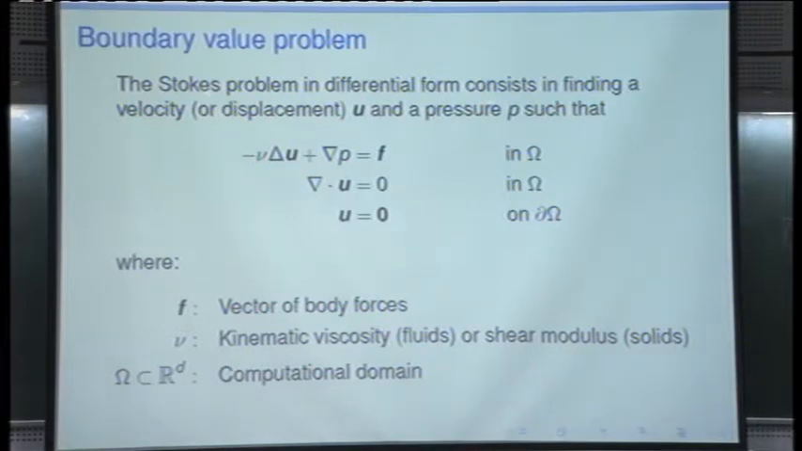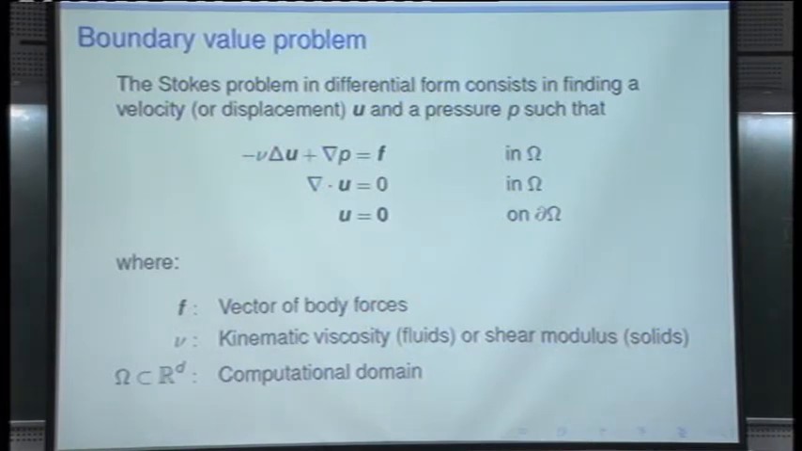So the Stokes problem is this boundary value problem. We want to find the velocity, in fluid mechanics a velocity, in solid mechanics a displacement, and a pressure such that these equations hold with the simplest boundary condition, u equal to 0 on the boundary. So minus mu Laplacian of u plus gradient of p equal to f, divergence of u equal to 0.